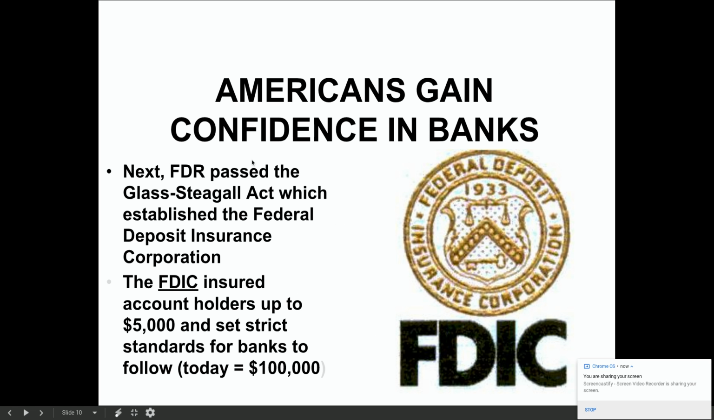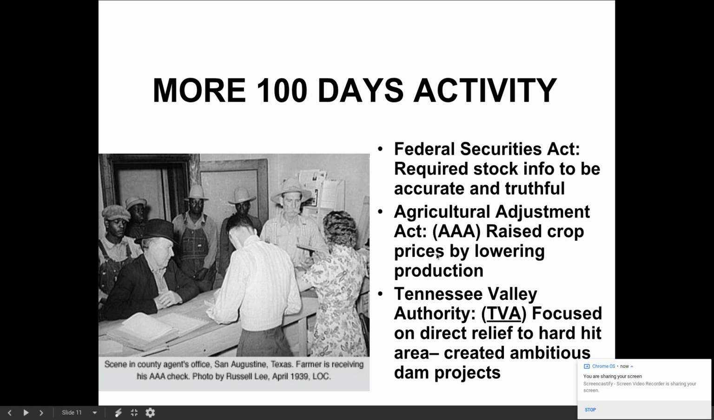Along with this, they passed the Glass-Steagall Act, which established federal deposit insurance, meaning that you could put your money in the bank, and even if the bank failed, it was insured at least up to $5,000. It also set strict standards for banks that they follow even today, and your money is still insured today, up to $100,000.